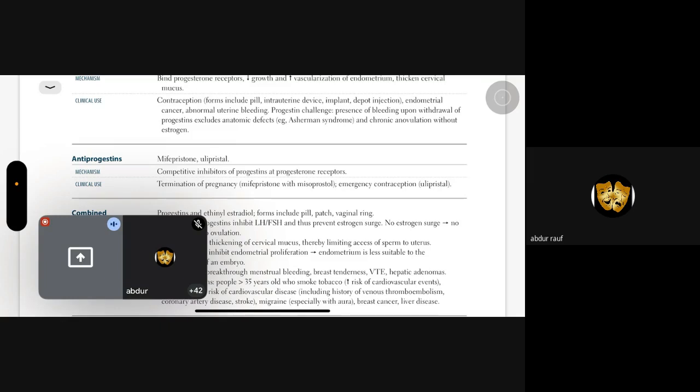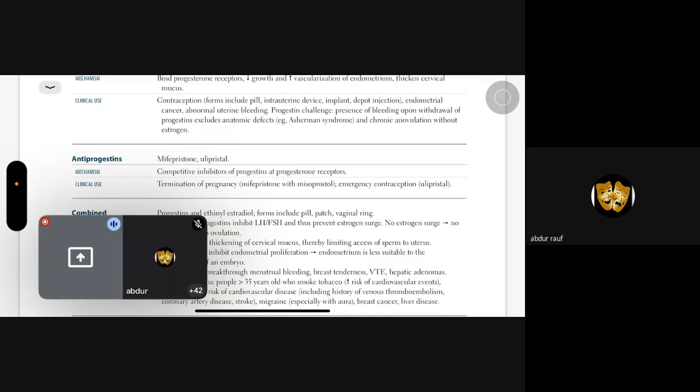what was the day at which HCG starts getting secreted? It was the sixth day. Okay. So at the sixth day, HCG starts getting secreted.